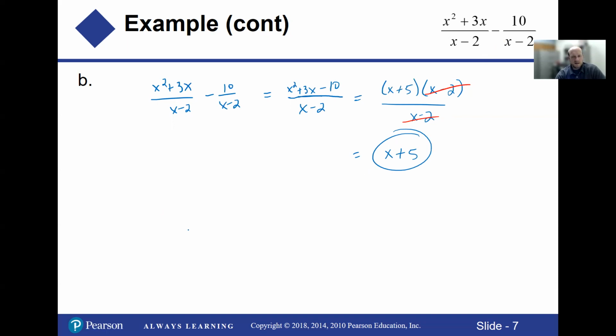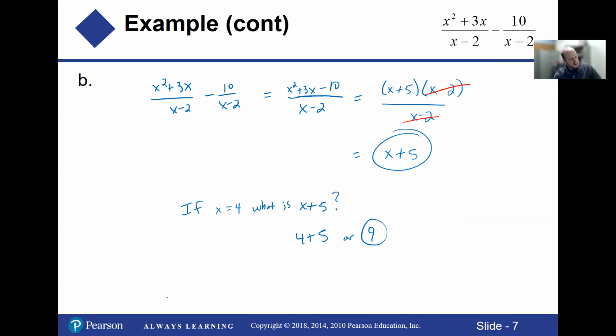And then they also wanted to have a substitute. So if x is equal to 4, what is x plus 5? Well, it's just simply 4 plus 5, or 9. Okay, so that is all for those ones.